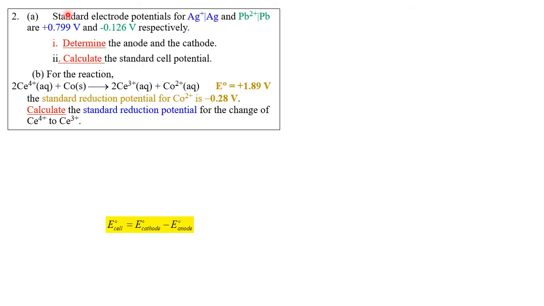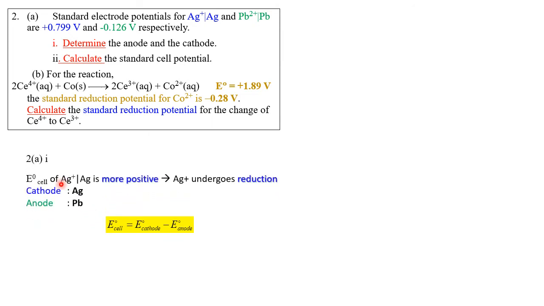Question number 2: the standard electrode potential for Ag+/Ag and Pb2+/Pb is given like this. You have to take note. The blue color, positive 0.799 volt, is more positive, meaning that silver is the cathode. And the green color, negative 0.126 volt, means that this one is the anode. So determining the anode and cathode should be no problem for you all. Then for number 2, calculate the standard cell potential, meaning that you have to apply E° cell equal to E° cathode minus E° anode. Let's check the answer for 2A.